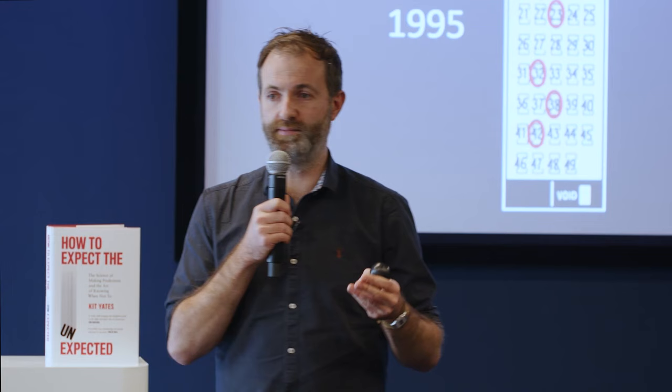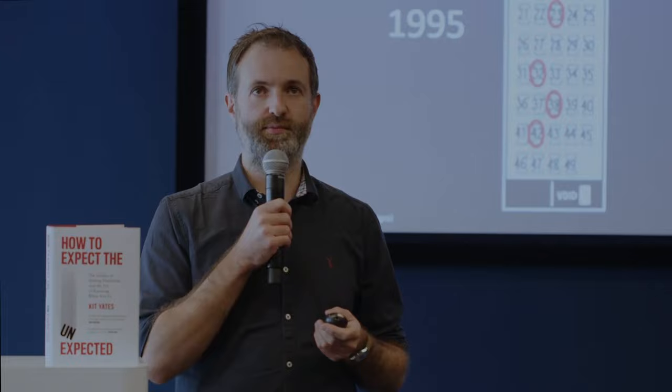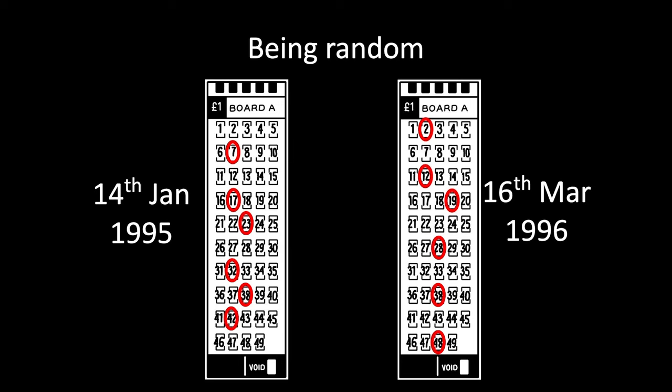So maybe I've just cherry-picked this example where 133 people won it. There's another example I want to show you there. On the 16th of March 1996, 57 people shared the jackpot, and these were their numbers. And this is an even stronger example of these phenomena.